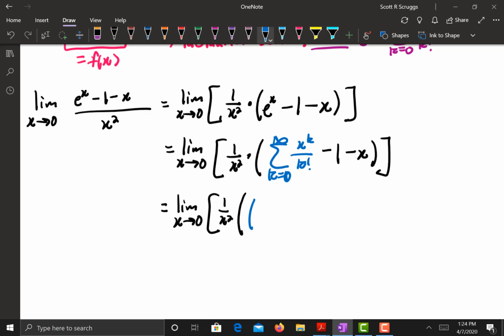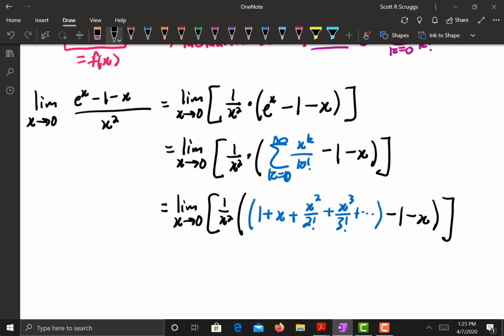If I explicitly wrote out the terms inside the Maclaurin series, k equals 0, I'll have x to the 0 power over 0 factorial, so I'll get 1. And k equals 1, plug in 1 for k, I'll get x. Plug in 2 for k, I'll get x squared over 2 factorial. Plug in 3, I will get x cubed over 3 factorial, and so on. And then I still have a minus 1 and a minus x within there.